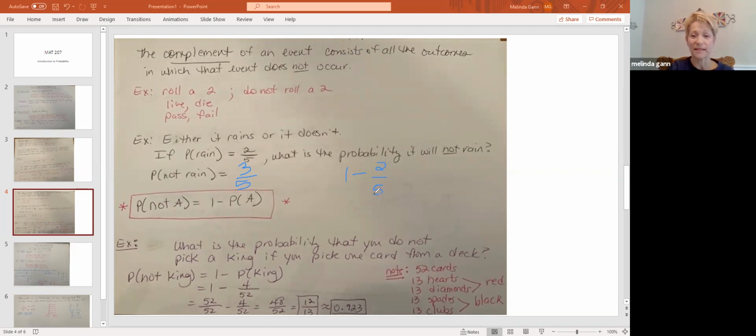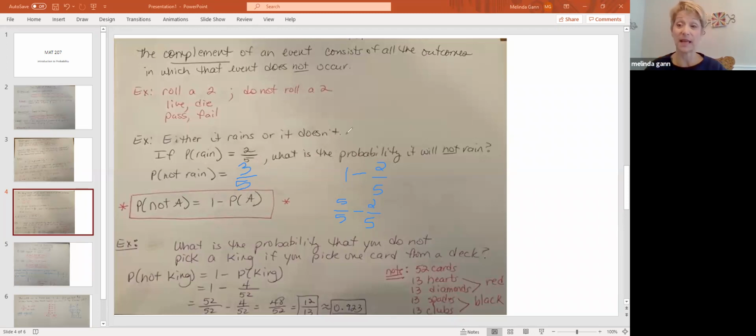Now, when you're subtracting and adding fractions, you have to have a common denominator. So what's the smartest way to write this 1? Yeah, I'd write it as 5 over 5, so I'd already have a common denominator. I mean, you could write it as 3 over 3, but that's going to make more work. And so 5 out of 5 minus 2 over 5 is where we got 3 over 5. So if you know the probability something will happen, subtract from 1 and get the probability that it won't happen.